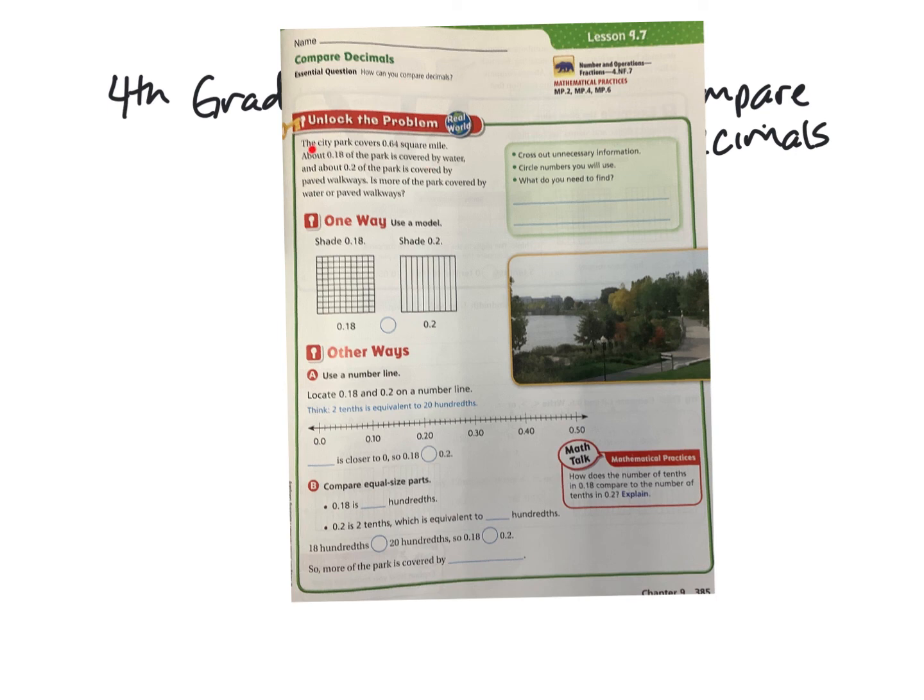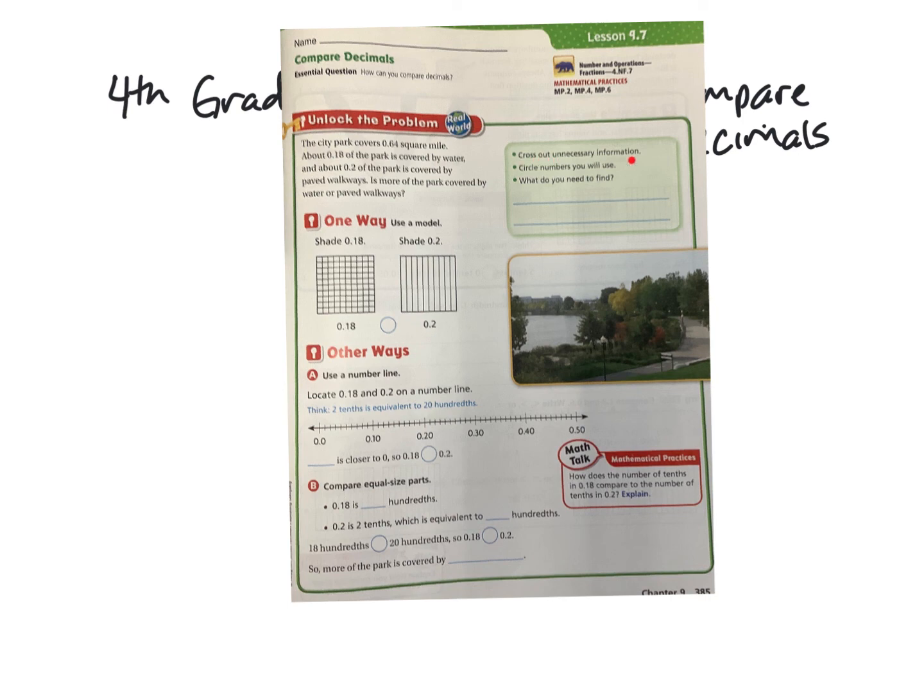Let's unlock the problem. The city park covers 64 hundredths square mile. About 18 hundredths of the park is covered by water, and about 2/10 of the park is covered by paved walkways. Is more of the park covered by water or paved walkways?